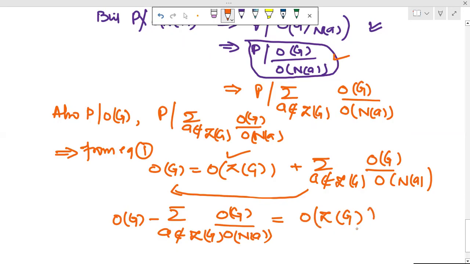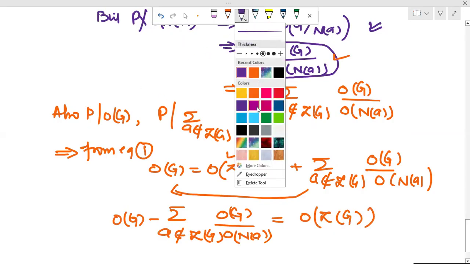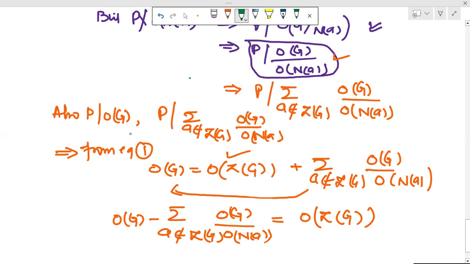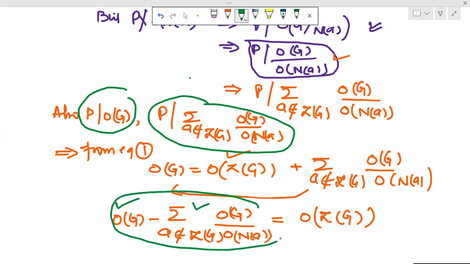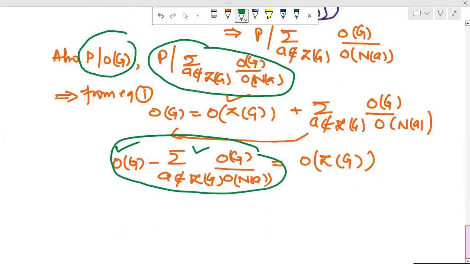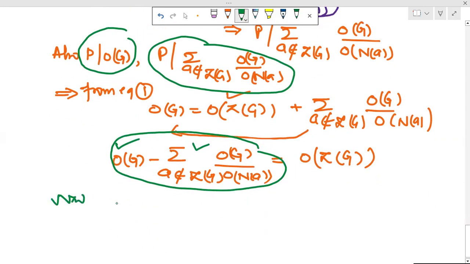Now P divides order of G. P divides this summation of order of G by order of N(A). This means that P divides this whole chunk. Now P divides order of G, P divides the summation over A not belonging to Z(G) of order of G by order of N(A).